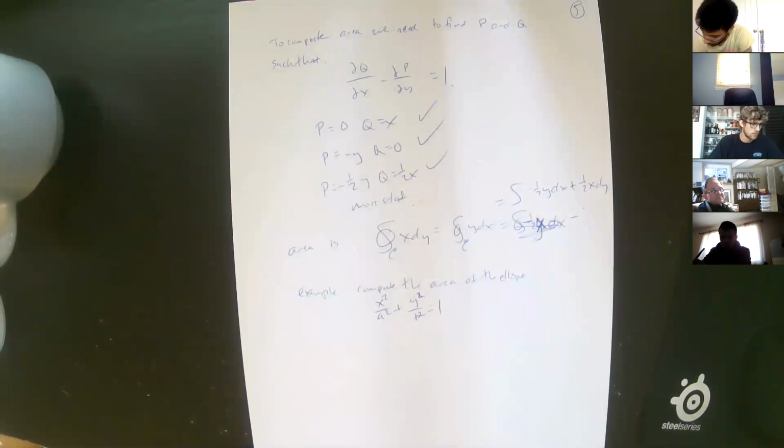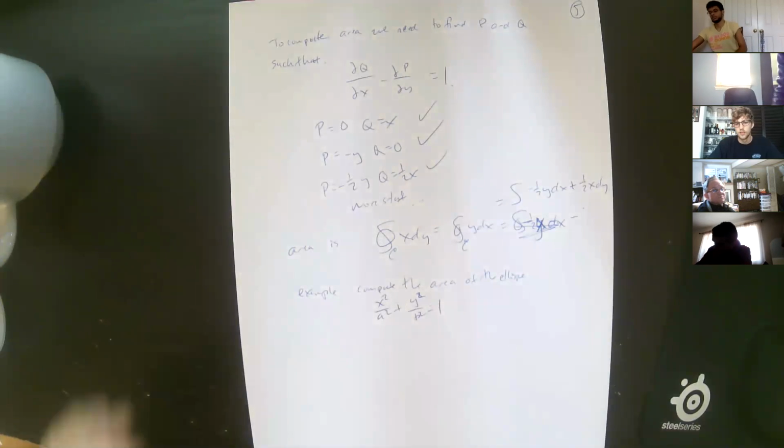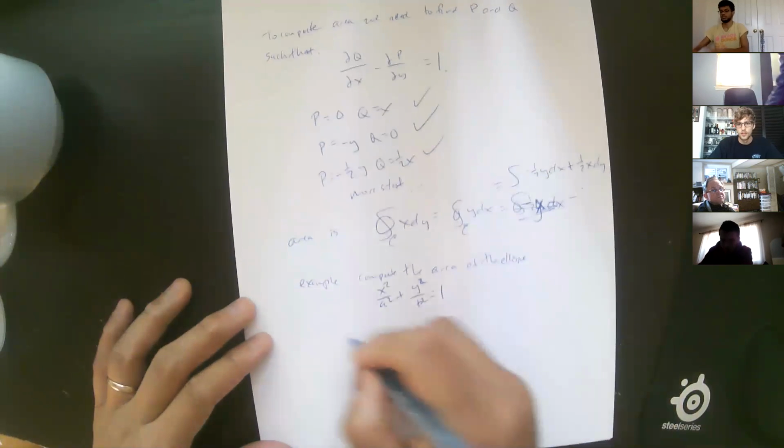No, I don't know the area of an ellipse. Anybody know the parameterization of an ellipse? Sine and cosine, you can use those. Yep, there are sines and cosines, right? It's pretty easy to parameterize an ellipse.